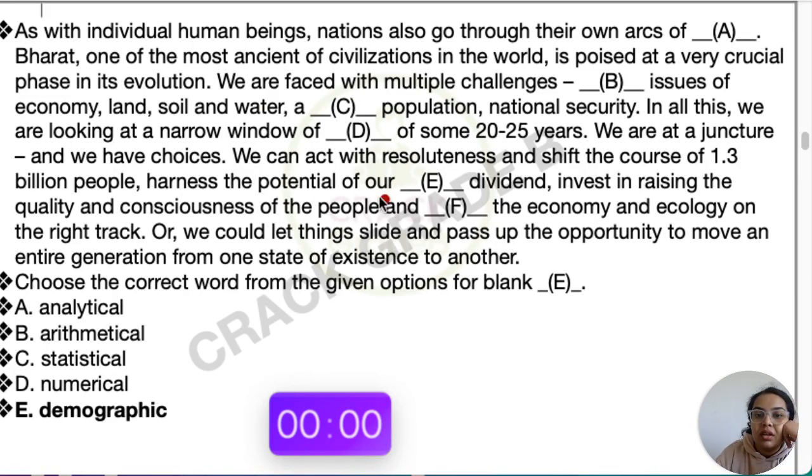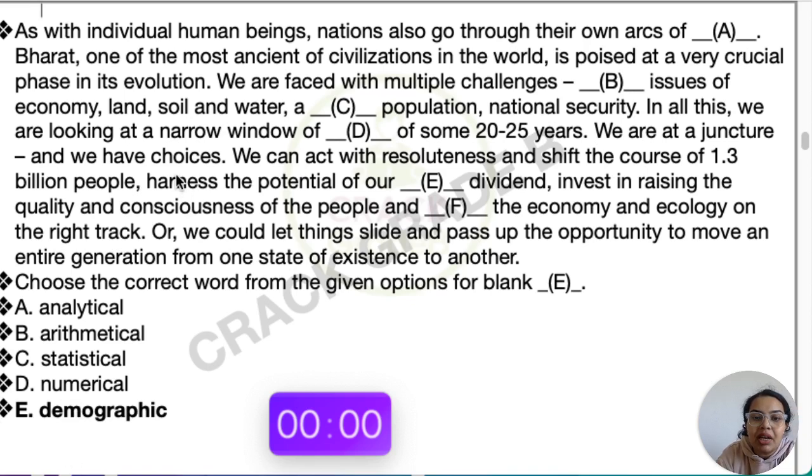Then we can act with resoluteness and shift the course of 1.3 billion people, harness the potential of our dividend. See, we are talking about the number of people. The context here is that we want to utilize so many people that we have in a population.